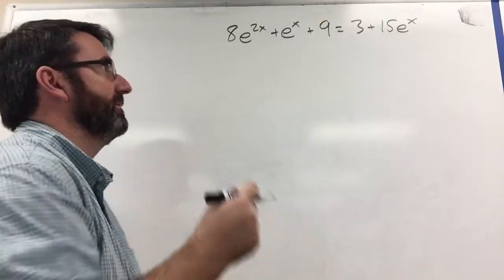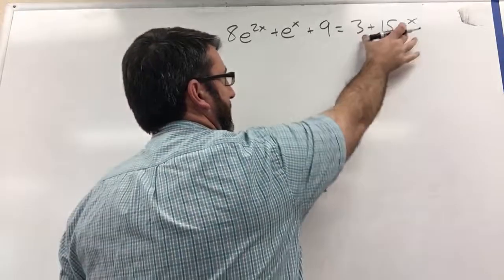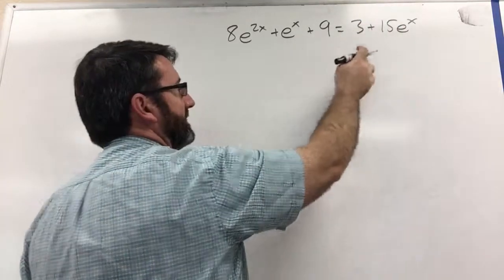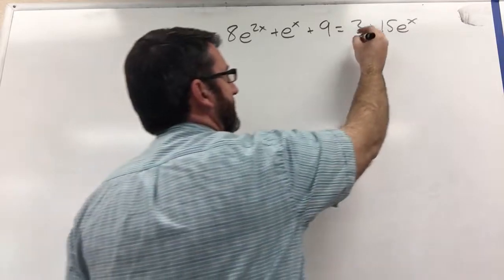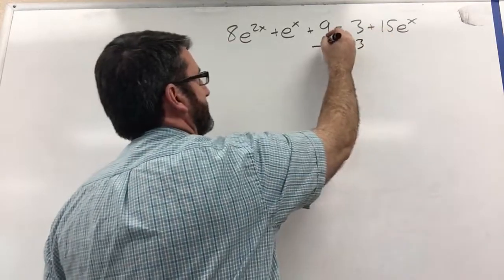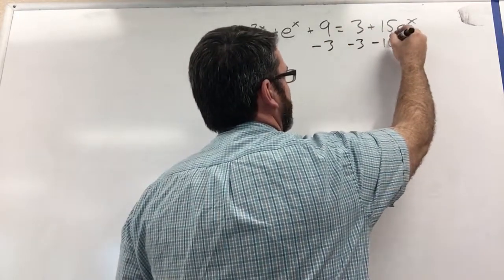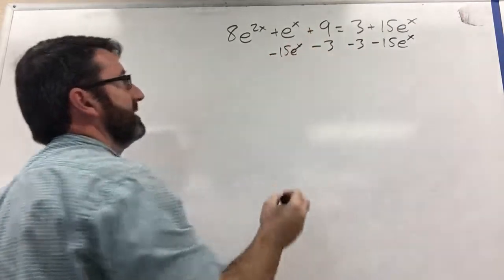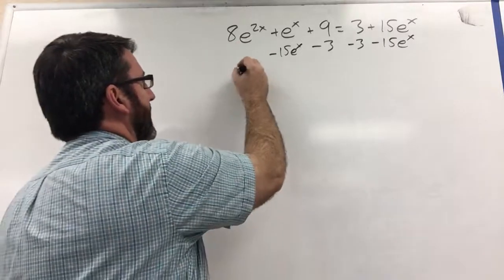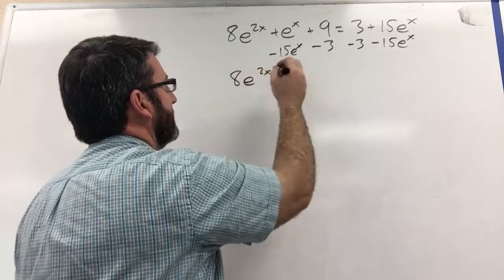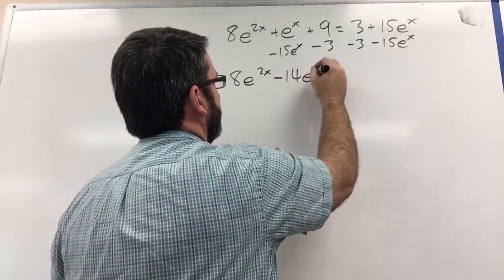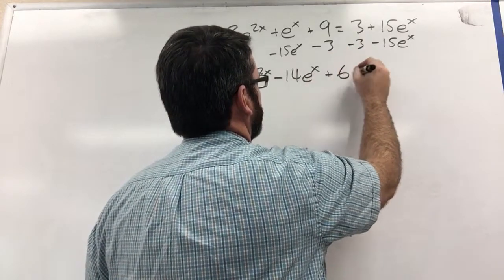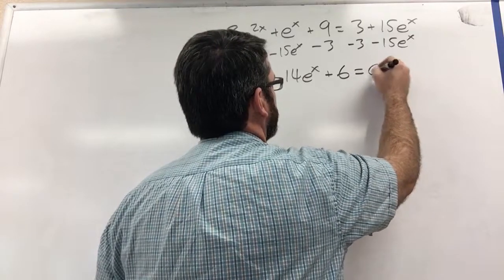All right, the first thing we want to do is get this equal to 0. So let's move this 3 over to this side and the 15e to the x. So we'll subtract 3 from both sides, and we'll subtract 15e to the x from both sides. So we're left with 8e to the 2x minus 14e to the x plus 6 equals 0.